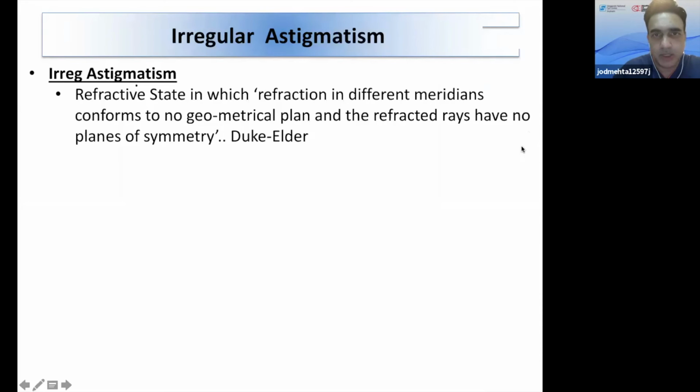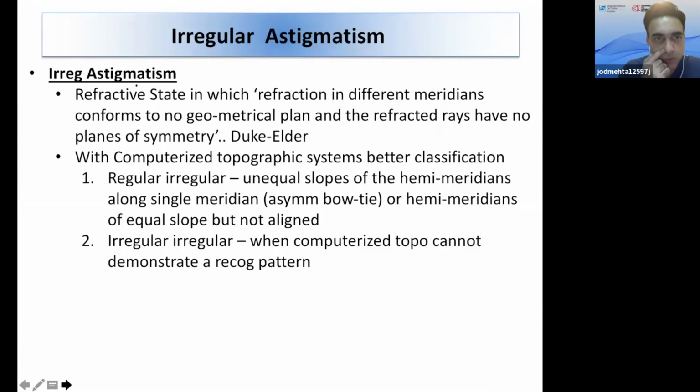Duke Elder basically defined this as a cornea in which the refractive meridians do not conform to any known geometrical pattern, and the refracted rays have no planes of symmetry. This was basically true until we had computerized video topography, and then we could get a much more detailed analysis of the cornea. What it showed us is that there are lots of different patterns of irregular astigmatism, and we can define two main types: one which we call regular irregular, and one which we call irregular irregular. The difference has to do with the different hemimeridians.